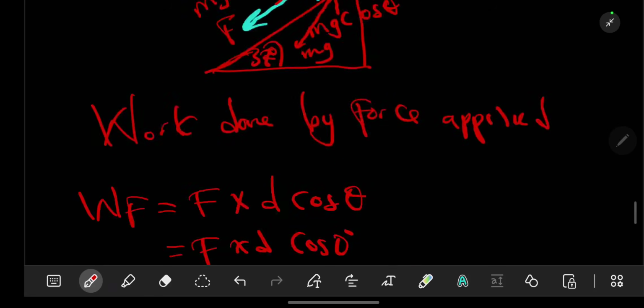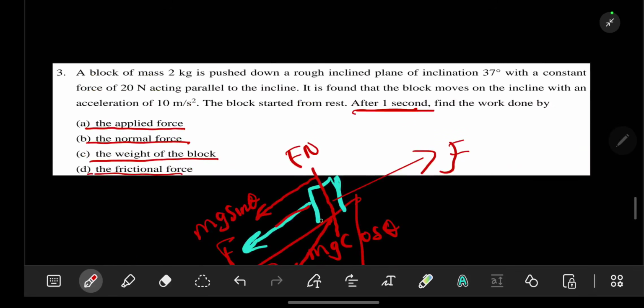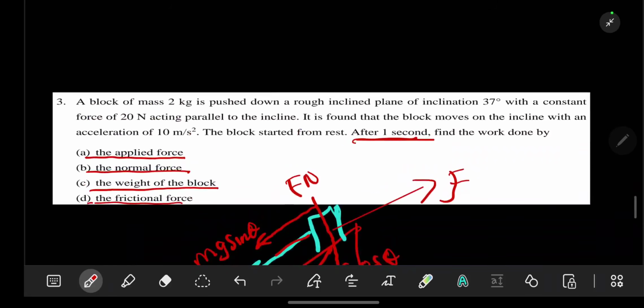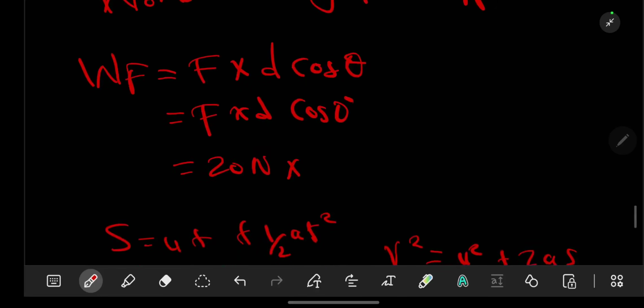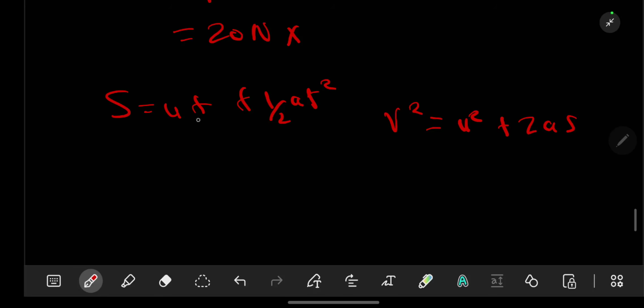Now ask yourself, what do I have? I have time, it's 1 second. I have the acceleration, not the initial speed. Then we are told that a mass pushed down, it is found that the block moves with an acceleration. The block started from rest, so I have the initial speed. So I'll use this one because I have everything. I have initial speed, time, and acceleration.